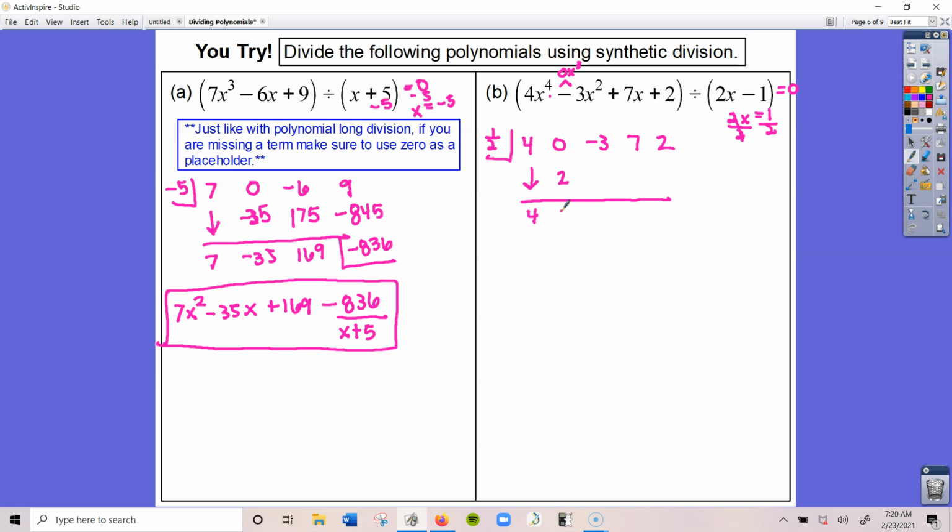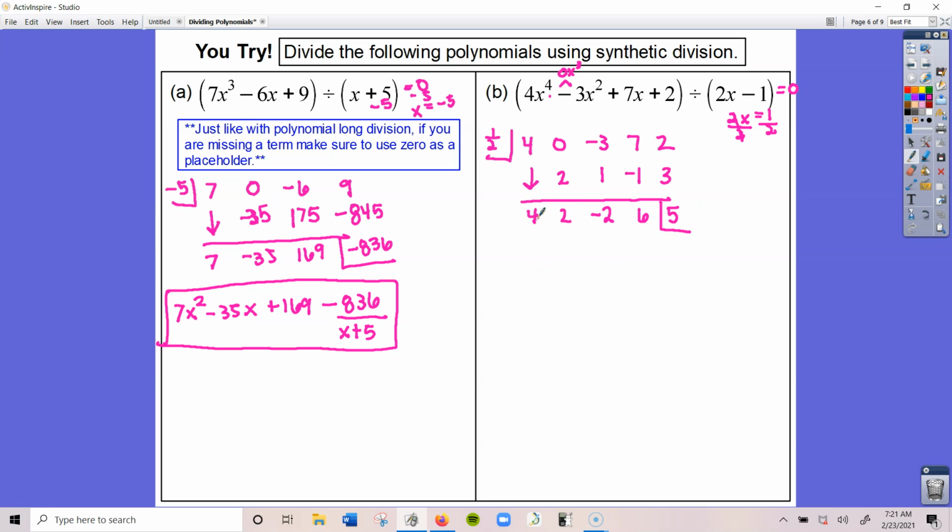0 plus 2 is 2. 2 divided by 2 is 1. Negative 3 plus 1 is negative 2. Negative 2 divided by 2 is negative 1. 7 minus 1 is 6. 6 divided by 2 is 3. And 2 plus 3 is 5. So this is my remainder.